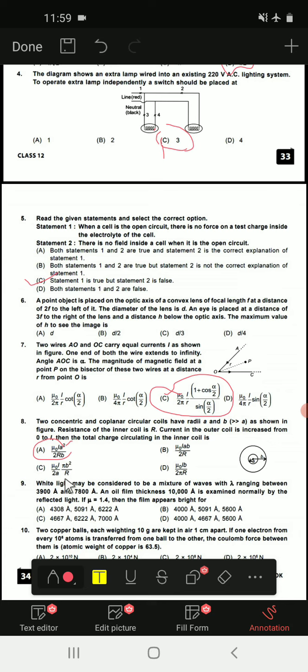Then we have the next one, question number 9. Now, a white light ray can be considered to be a mixture of waves ranging between 3900 Angstrom to 7800 Angstrom. An oil film of thickness 10,000 Angstrom is examined normally by the reflected light. If mu equals 1.4, then that particular film appears bright for. You have these four options. Choose among these four options.